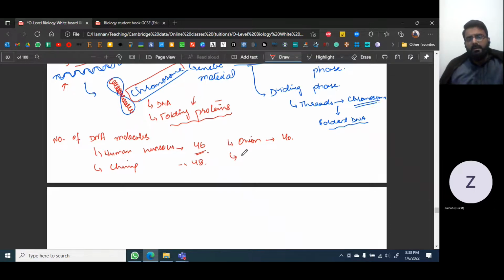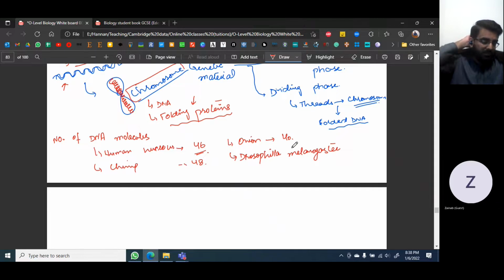There is a fruit fly, also known as Drosophila melanogaster. Do not get panicked with the name. I would tell you if it is mentioned in the curriculum. If it is not, then you do not have to bother about it. Drosophila melanogaster only has 8 chromosomes. I think there are some organisms which have only 4 chromosomes. Some organisms have only two DNA molecules.